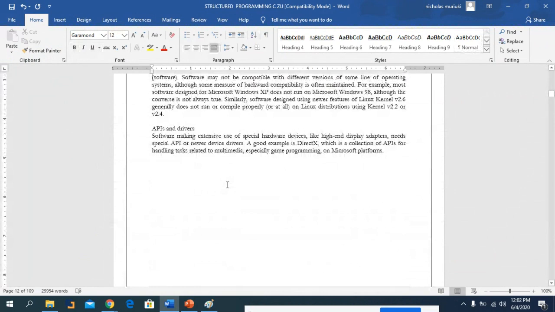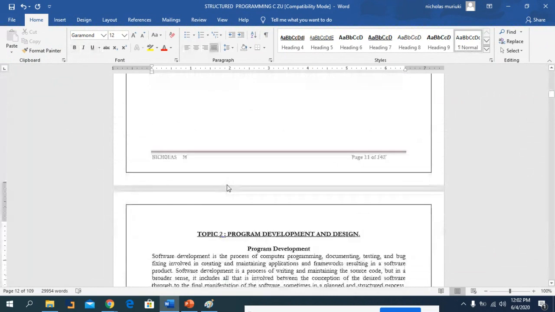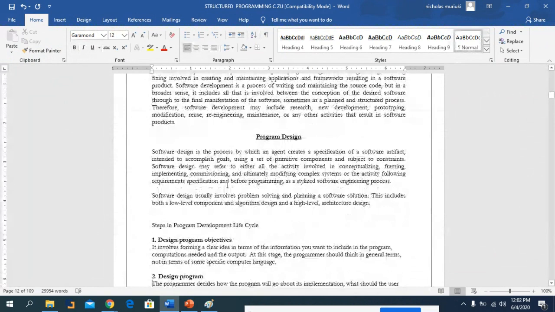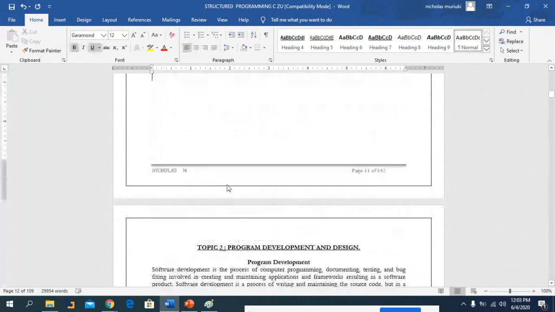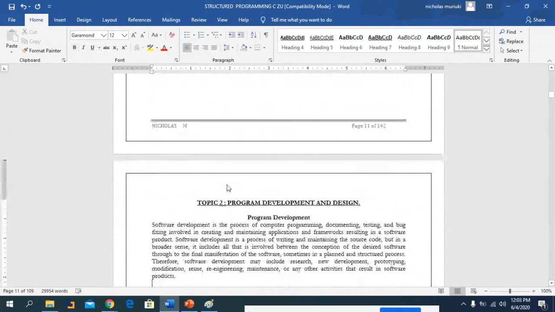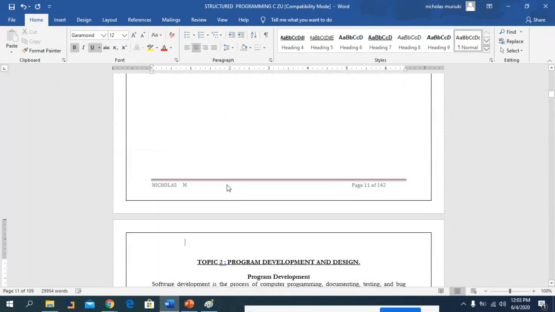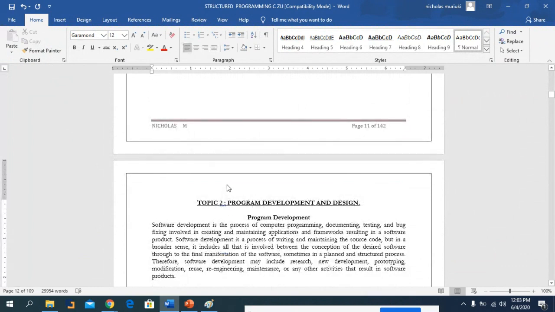And that will assist us now to introduce programming. And before we start introducing programming, we need to understand about program development and design. So I think I will explain this. I have not posted this note for program development and design, but I'll be able to post it as the second lesson.